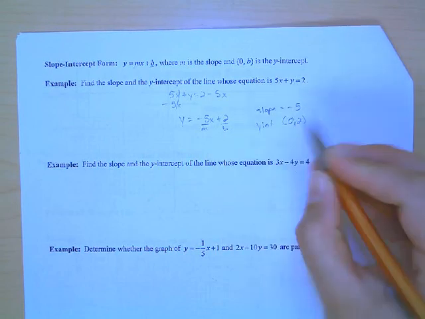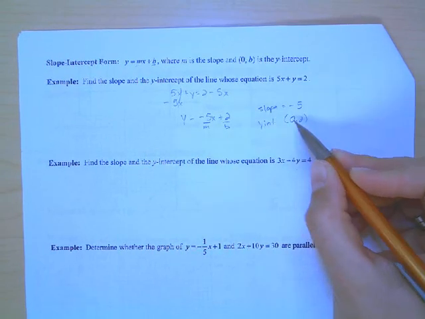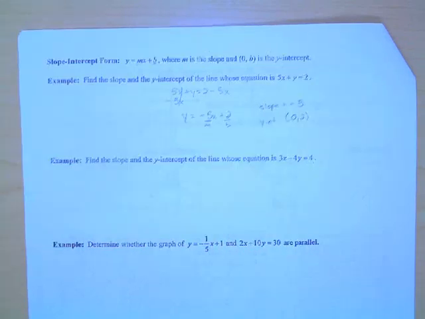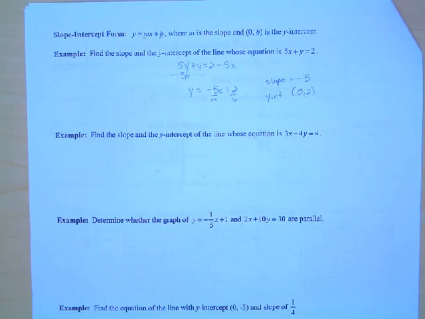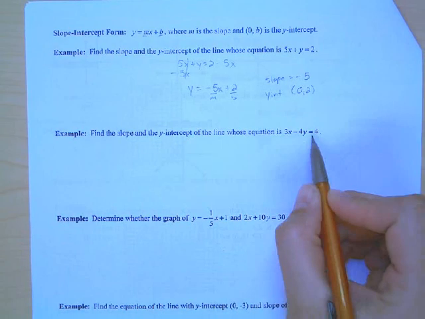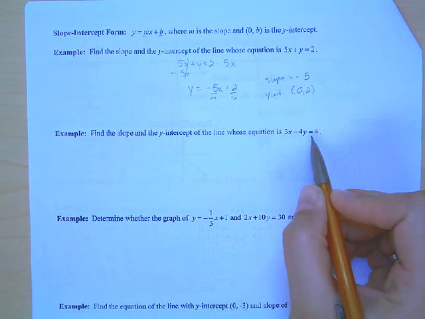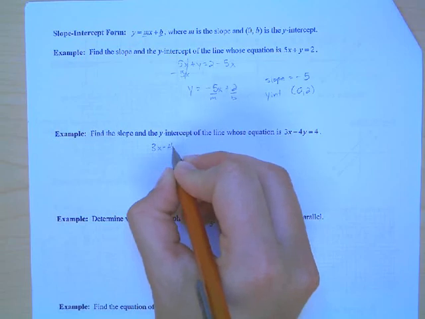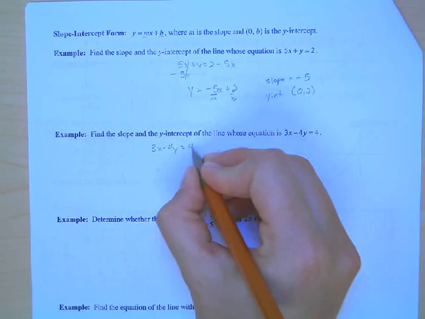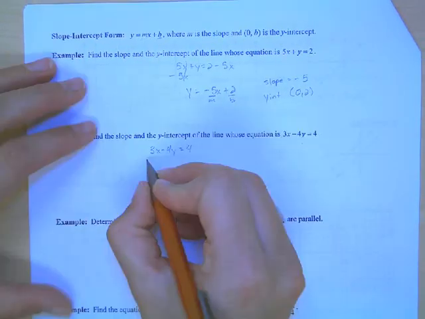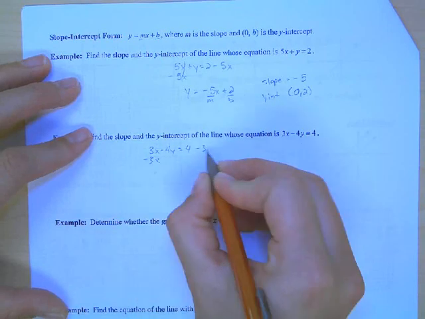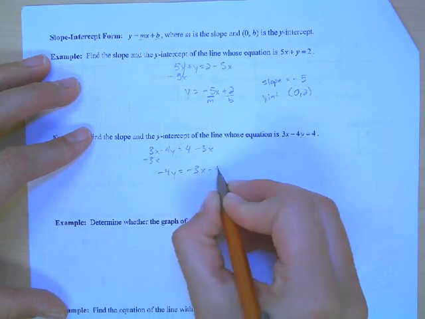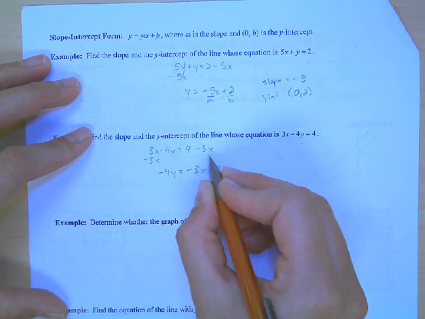So 3x minus 4y equals 4. Okay, so I need to subtract the 3x over. So we get -4y is equal to -3x plus 4. Again, I just rearranged it so that I have my x first and my constant second. I have to have y by itself. That means I'm going to have to divide by -4. Divide everything by -4. Typically, you can divide the entire right side by -4, but I'm going to split it into separate fractions so that I can reduce them.